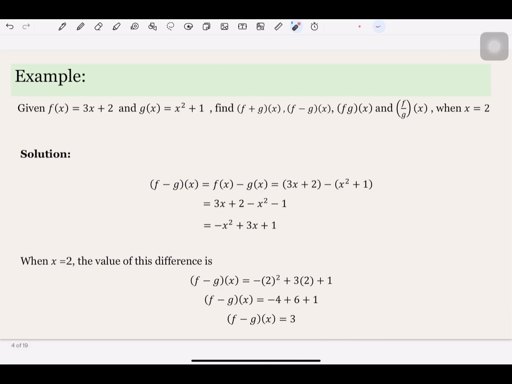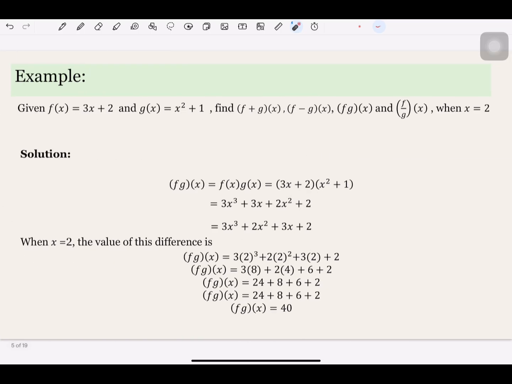Okay, next, the difference of two functions. Again, I have done the same steps. I have taken the difference and simplified it. In order to evaluate this at 2, you have to plug 2 into the expression. And then once you simplify it, you'll get 3.